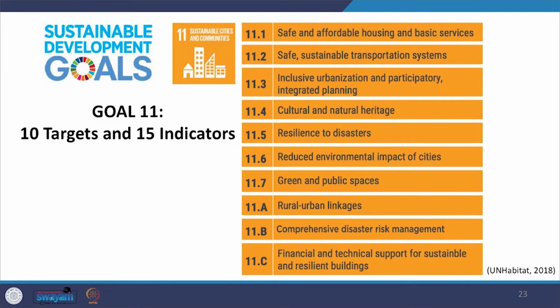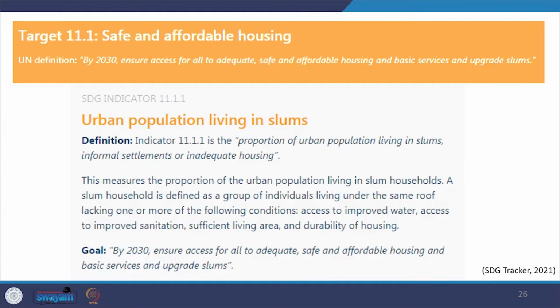Further, we see that UN has defined under this particular goal 10 targets and 15 indicators of SDG 11. The very first one, target 11.1, is to ensure access for all to adequate, safe and affordable housing and basic services and upgradation of slums by 2030. The indicator used to monitor the target is the proportion of urban population living in slums, informal settlements or inadequate housing.